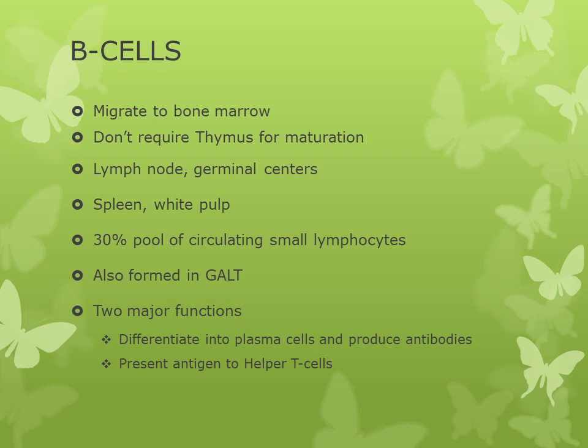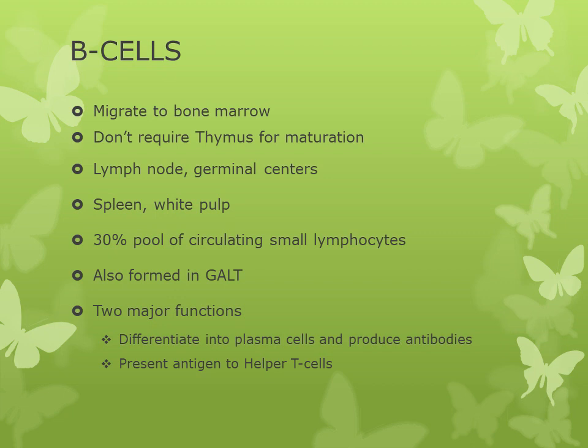Starting off with the B cells. As you all know, B cells migrate to the bone marrow during adult life and mature there. They do not require the thymus for their maturation. In the lymph nodes, B cells are seen in the germinal centers, while in the spleen, the white pulp contains B cells. B cells, like T lymphocytes, are also present in the gut associated lymphoid tissue.